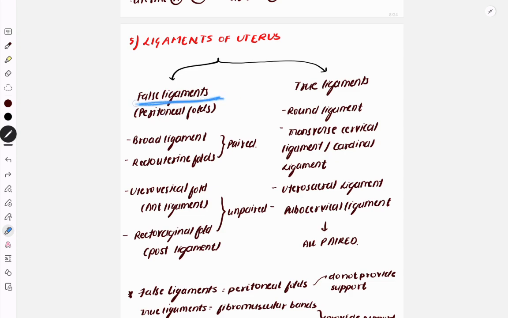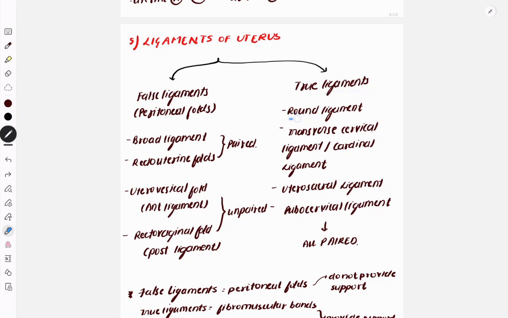Whereas false ligaments are mere peritoneal folds. They do not actually provide any significant support, they are just the folds of peritoneum. So therefore these are also called false ligaments. So we have 4 false ligaments and then 4 true ligaments. So first we will start by understanding the true ligaments.